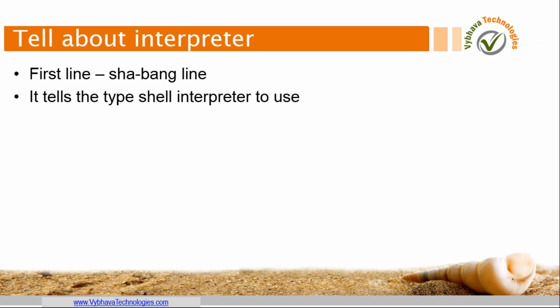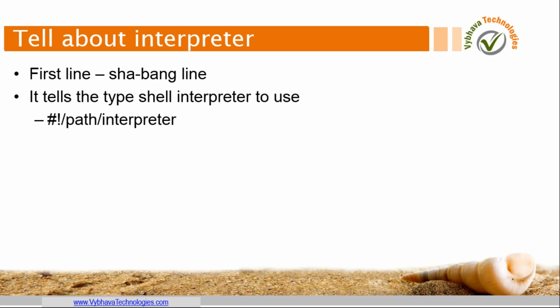The first line indicates which shell you want to use. You may use bash shell, KSH, Bourne shell, C shell, TSH, ZSH, anything. So it tells the type of shell interpreter to use for your script.